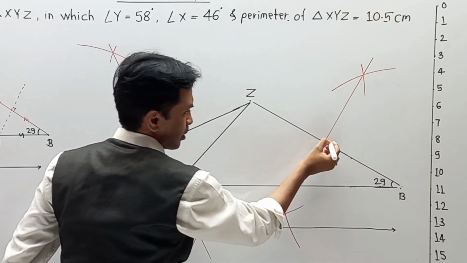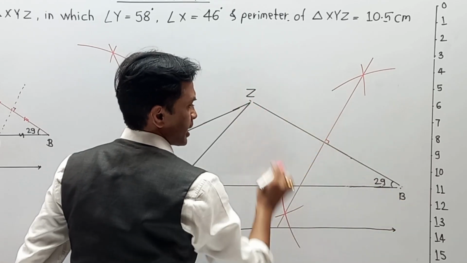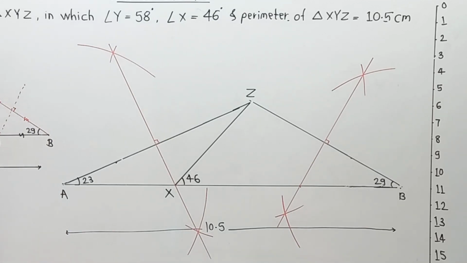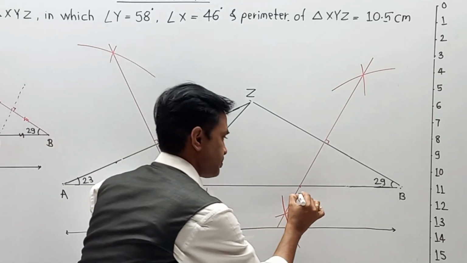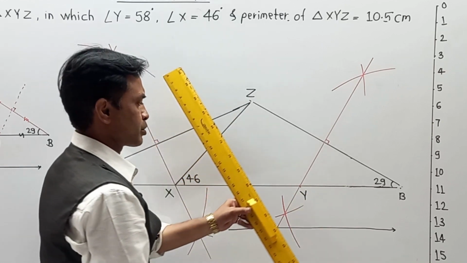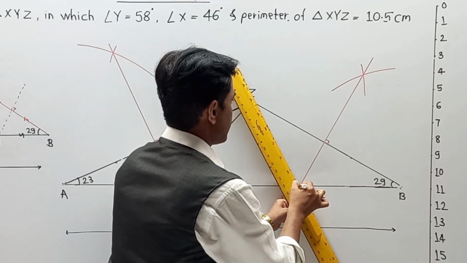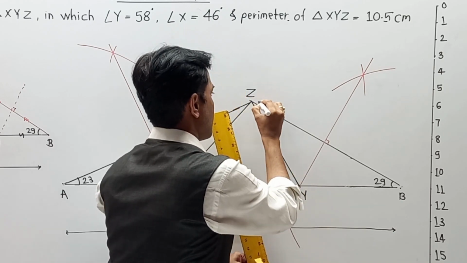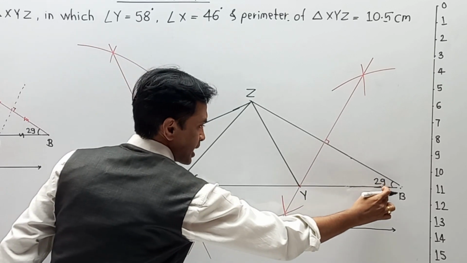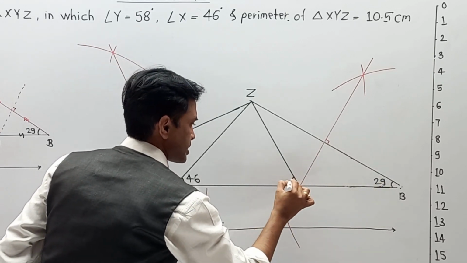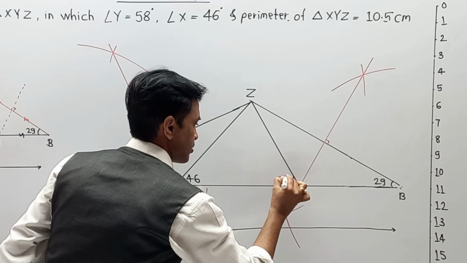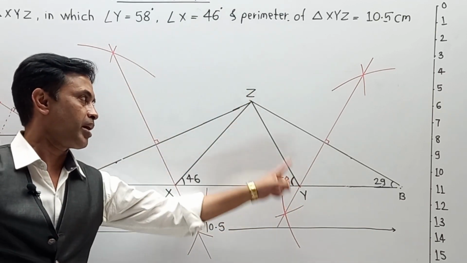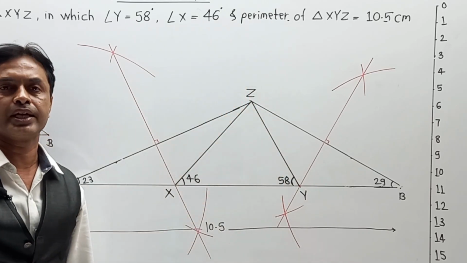Now this is your second perpendicular bisector for your BZ, and automatically you are getting the new position of a point. That new point is nothing but point Y over here. Now join Y with Z. Naturally this angle is 29, it's doubled, and that is 58 degrees, which is over here, and in this way your triangle XYZ is totally completed.